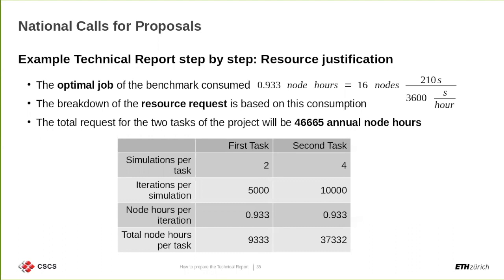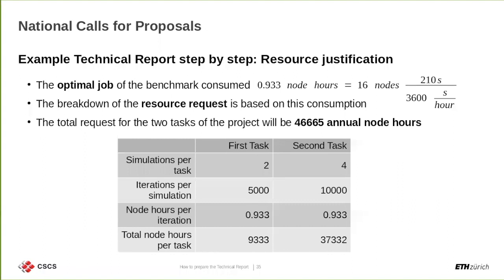We add the simulations that we plan to run in production for each task, the iterations that we need to run for each simulation, and then the node hours per iteration are exactly the amount that we reported in the benchmark, 0.933. We just do the multiplication, and then we find out for each task the total amount of node hours that we will request. And the total request will sum them up to be in total 46,665 node hours.